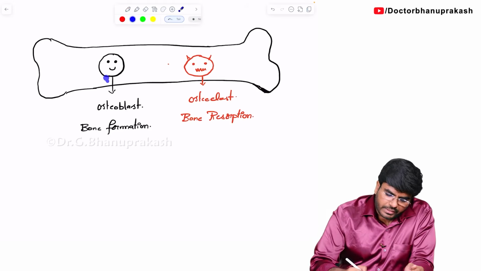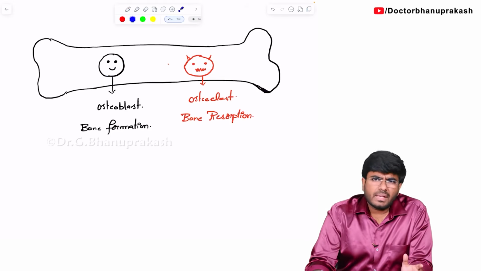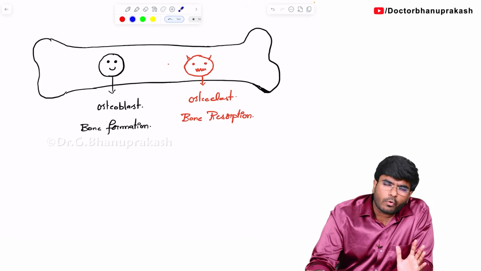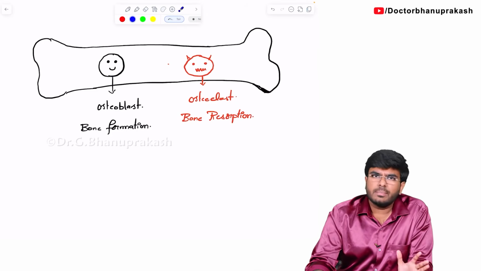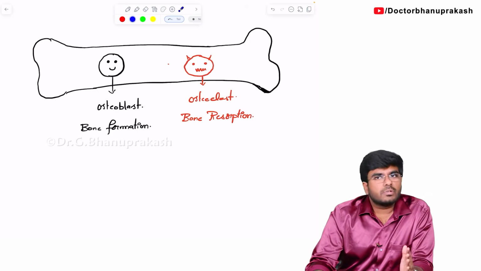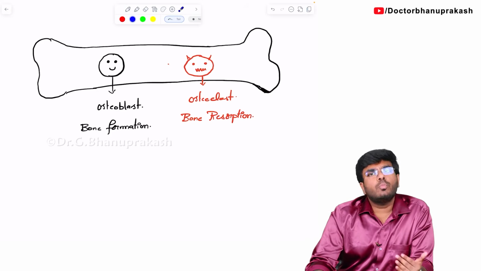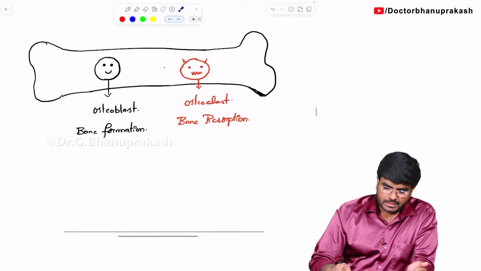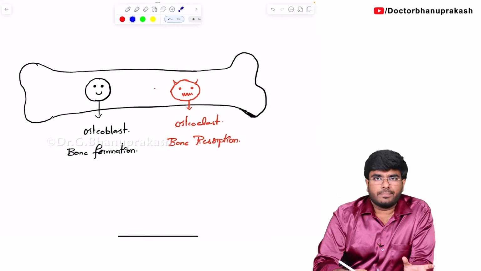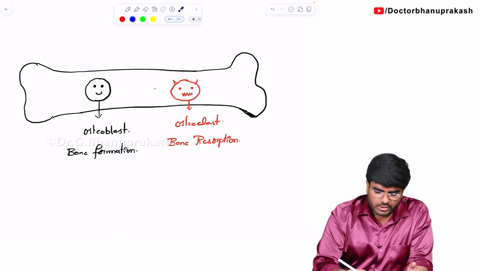Both the activities should be happening in a bone simultaneously. We need bone formation and we need the bone resorption also at the same time. Old bone, whatever is there, that should be resorbed and the new bone formation should be happening. Now, my question is, what is the hormone that is influencing this bone formation and bone resorption?